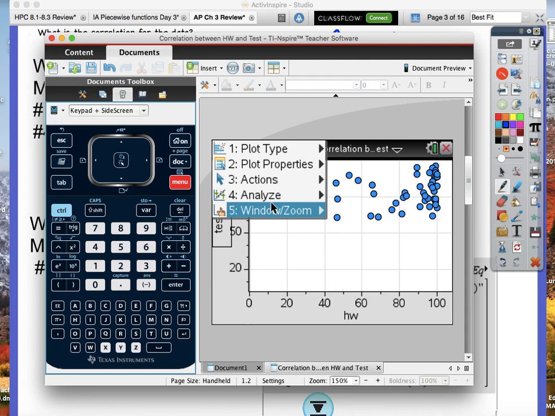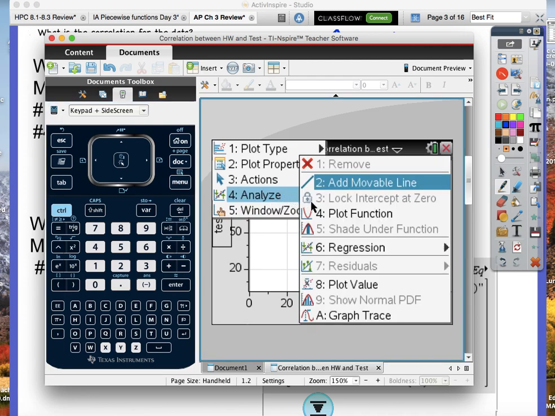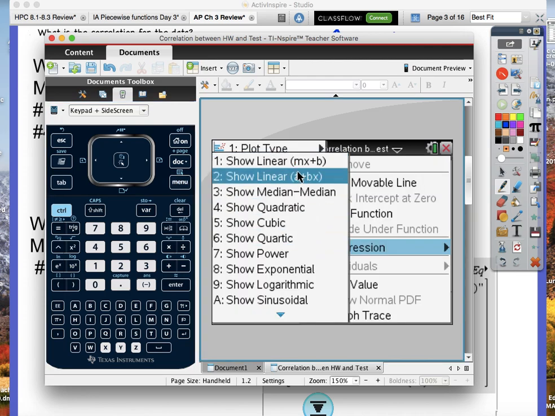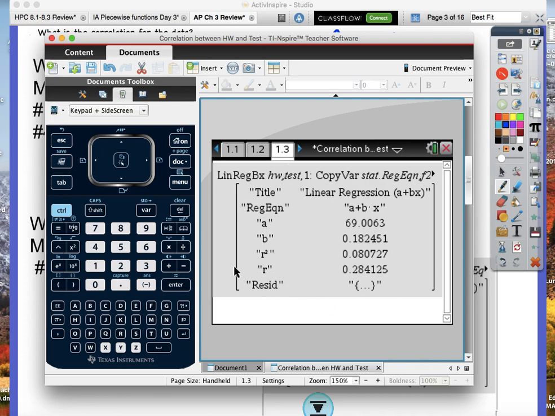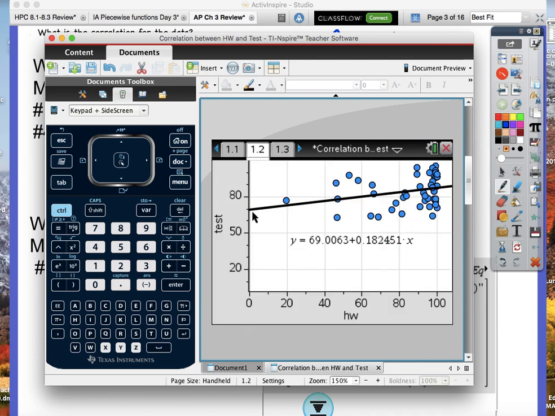I could do menu, analyze, regression, and then show linear a plus bx, and then I can get my equation here as well. And that might not be a bad way to do it, because now I could make a residual plot. Once I've done a regression line, I can turn it into a residual plot. I'll come back to that in a second. The only reason that doing it this way might be better is because you get your r squared and your r value that way, whereas on the graph, you're not given r or r squared.